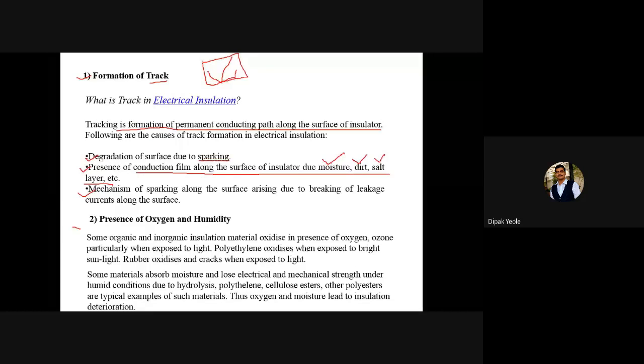The second cause is the presence of oxygen and humidity. Yes. So if oxygen is present continuously, or it is in association with water, then obviously it produces humidity. Yes. And it will degrade the insulation. Some organic and inorganic insulation materials oxidize in the presence of oxygen and ozone, particularly when exposed to light. Polyethylene oxidizes when exposed to bright sunlight. Rubber oxidizes and cracks when exposed to light.